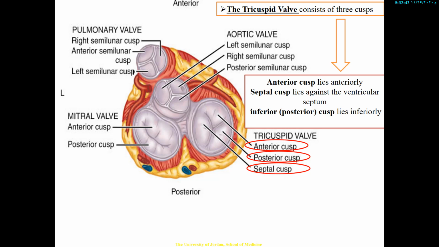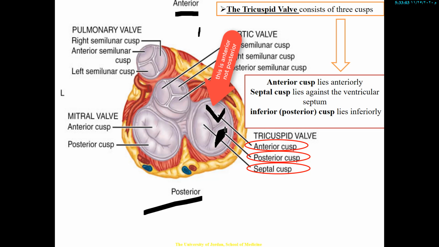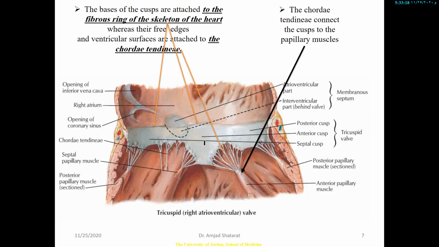The tricuspid valve consists of three cusps, and that's why we call it the tricuspid valve. As you can see in their direction, this is anterior here and this is posterior. Now this one would be posterior for sure, and this one would be almost posterior, and this one is to the wall. Here is the interventricular septum, so it is to the septum, and we call it septal. So three of them: anterior, posterior, plus septal.